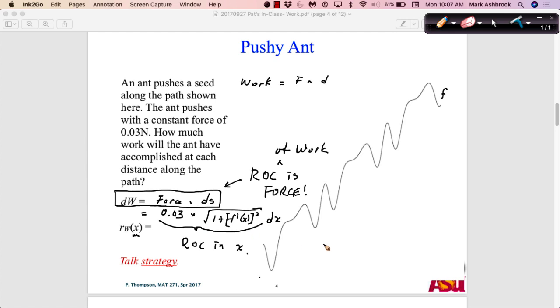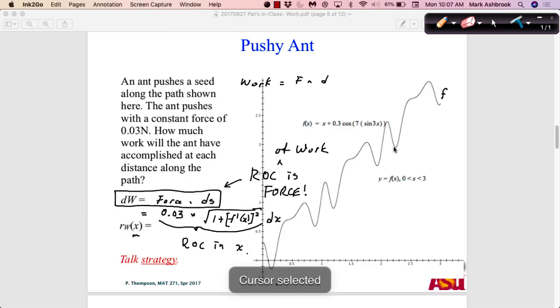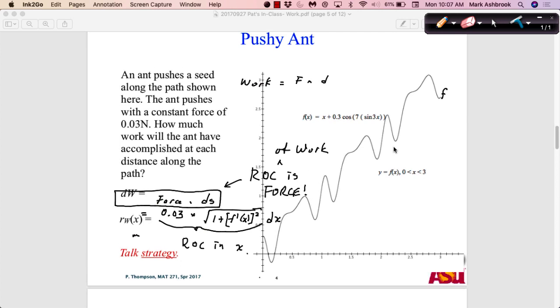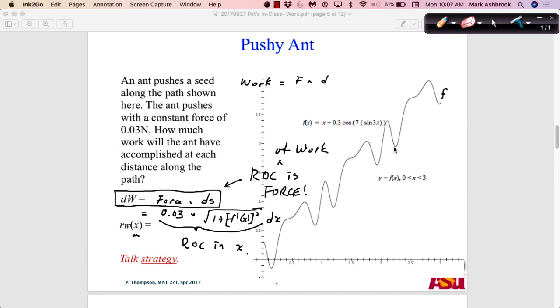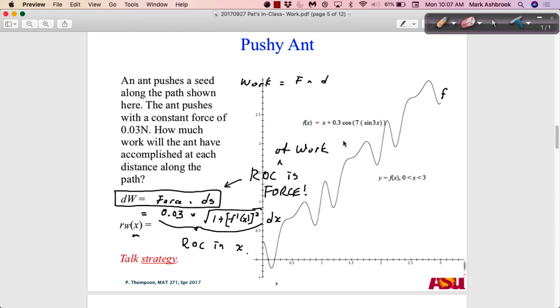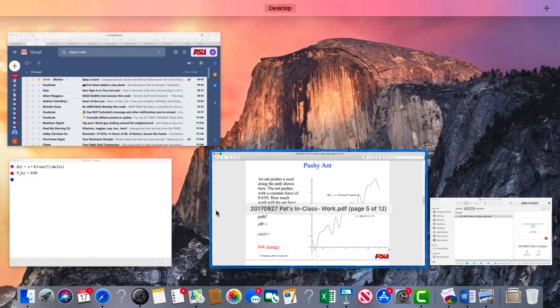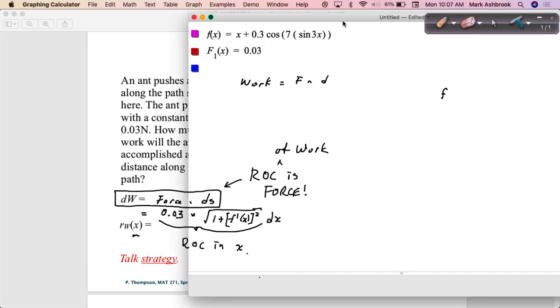Okay, so let's put this in GC and see what we get here. So yeah, I kind of jumped the gun here. So this is all based on this function being some function that we can model in the xy plane. And so here's that function, x plus 0.3, etc. So I have that started here.